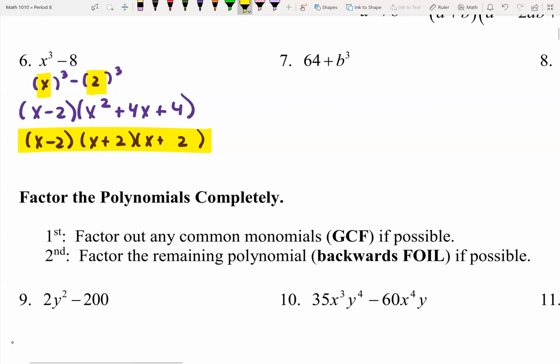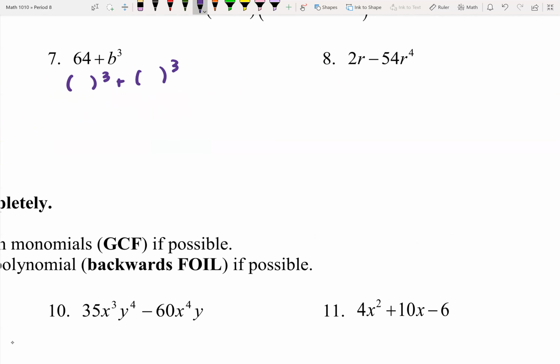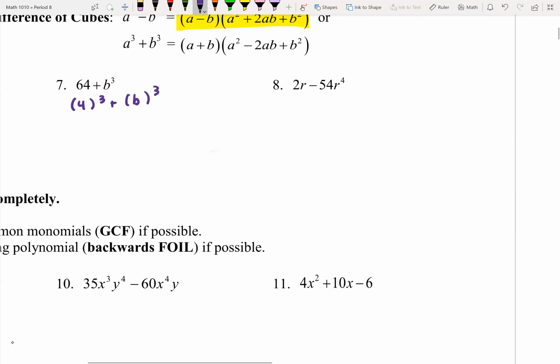Okay, let's do the next one. Take the step and write it as something to the third plus something to the third. Everybody in the room, what to the third gives me 64? What's that? 4. That's a 4. And then what to the third gives me b to the third? That's a b. Good.